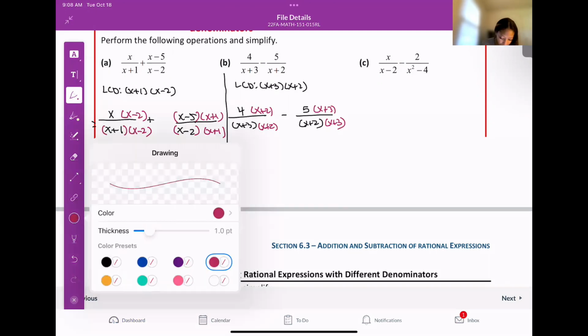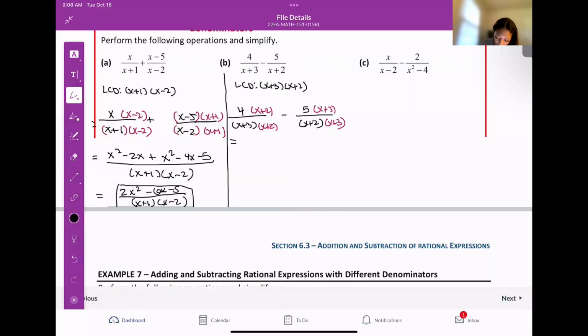I'm going to add in an extra step here so that we can clearly see what we're subtracting in the numerators. The first numerator is 4x plus 8, and that's over x plus 3 times x plus 2, and then minus 5x plus 15 over x plus 2 times x plus 3. When we subtract, take all of the terms in the first numerator, 4x plus 8, and then subtract every term in the second numerator, minus 5x minus 15. And that'll be all over x plus 3 times x plus 2.